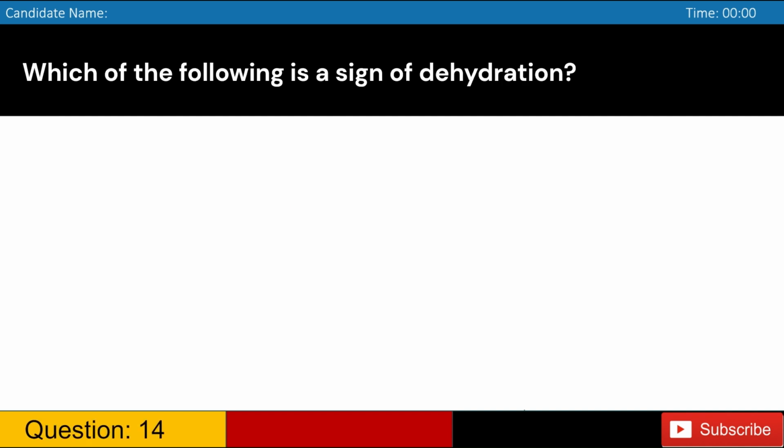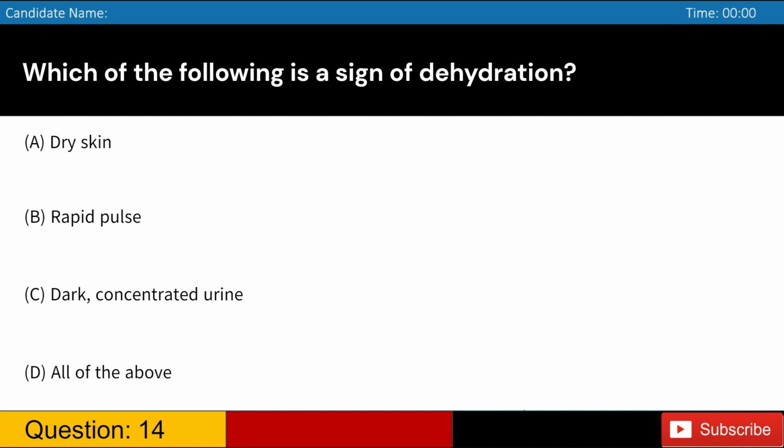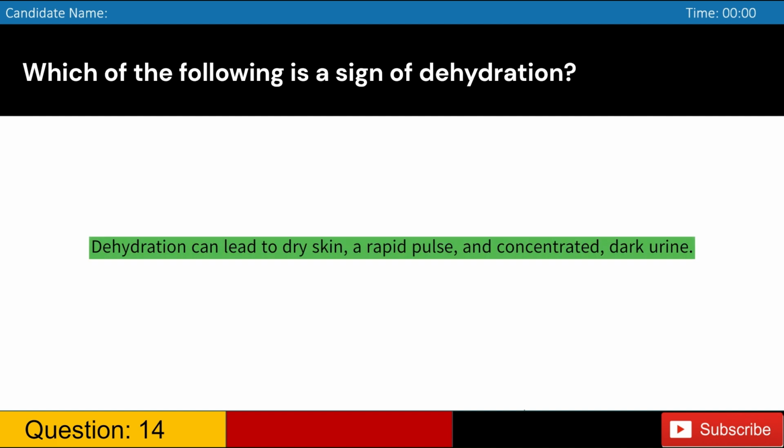Which of the following is a sign of dehydration? A. Dry skin. B. Rapid pulse. C. Dark, concentrated urine. D. All of the above. Answer, D. Dehydration can lead to dry skin, a rapid pulse, and concentrated, dark urine.